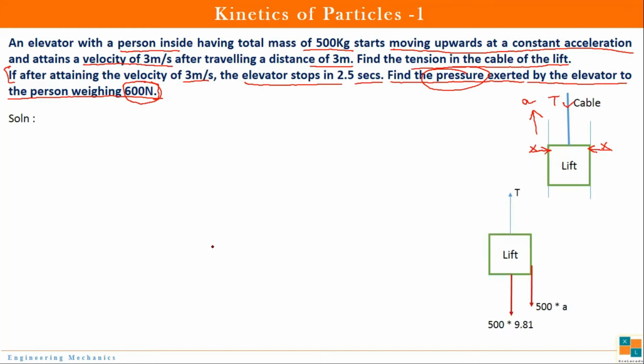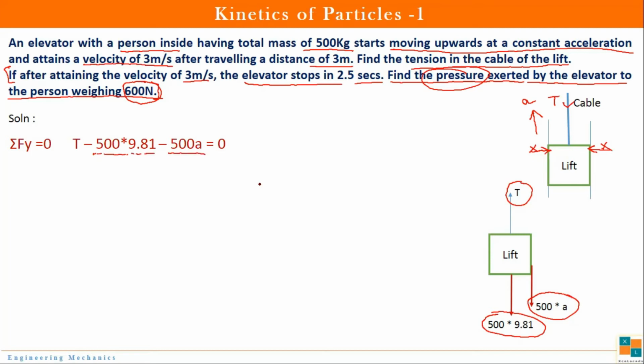So starting with conditions of equilibrium, we have summation of Fy is equal to 0. So we have forces in y direction as 500 into 9.81, 500 A as inertia force, and tension T going upwards. So substituting this in summation of Fy is equal to 0, I will get the equation as T minus 500 into 9.81 minus 500 A is equal to 0.